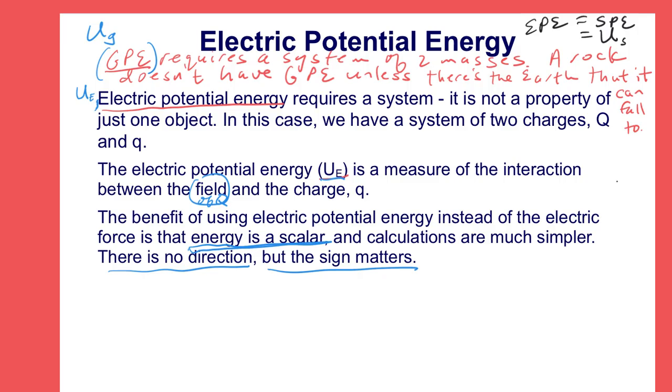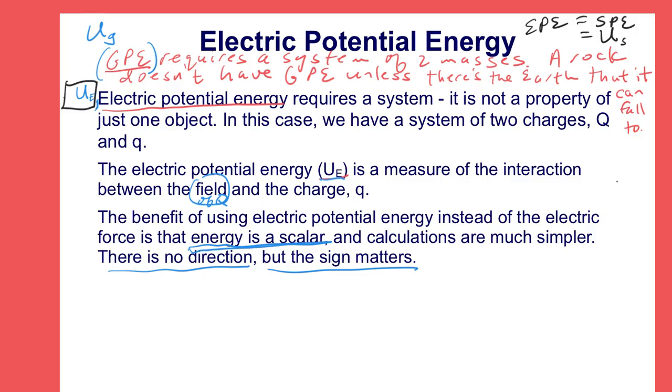Okay, so we have electric potential energy. We call that UE. Capital U stands for potential energy. The subscript E stands for electric. Okay, let's first of all talk about GPE. GPE symbolizes capital U subscript G for gravitational potential energy.